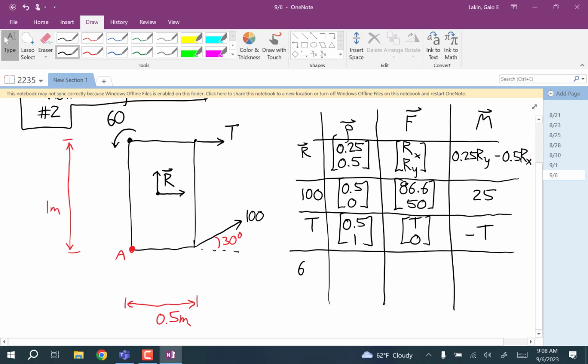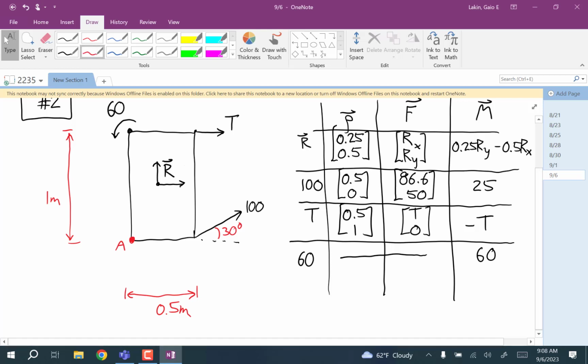And the last thing is that 60, that sort of odd thing that is just a moment that we're adding on. Well, we don't care about these things. The direction of that moment indicator is counterclockwise. That's the positive z direction if you use the right-hand rule. So this is just 60.